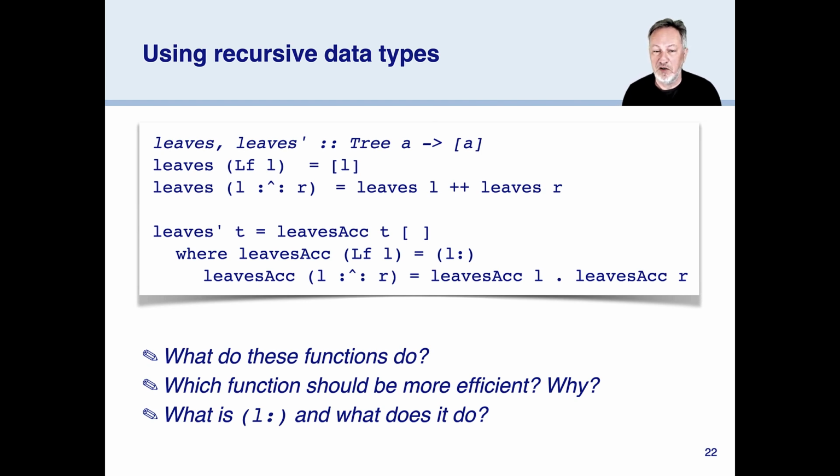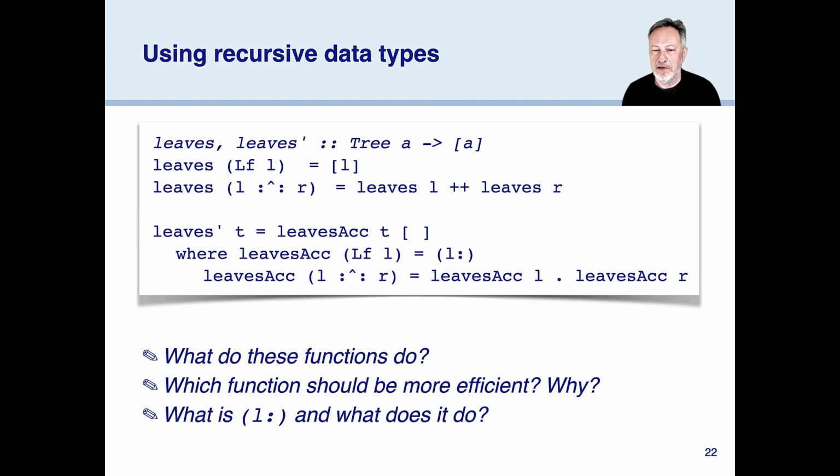What's the definition of leaves acc? Well, that's defined in the where clause. So the where clause, again, will deconstruct the tree T in two ways. If we have a leaf node, leaf containing L, then what we return is L colon. Now, think a little bit about what the heck L colon could be.